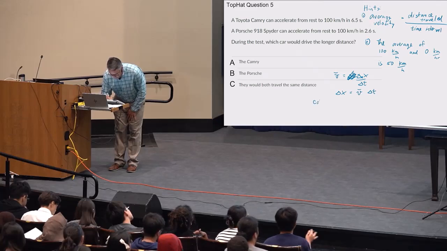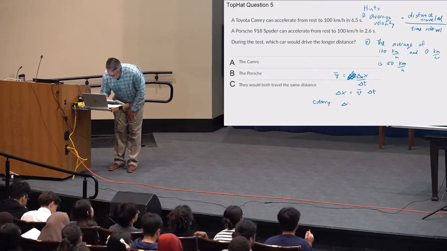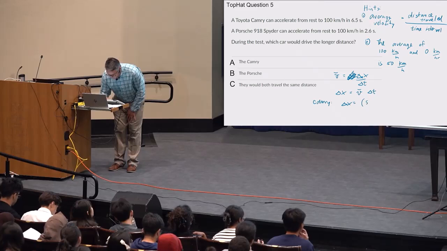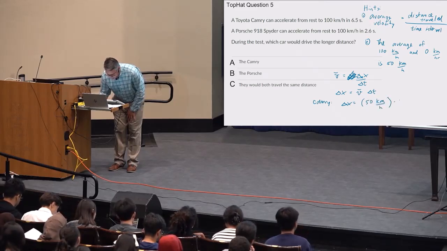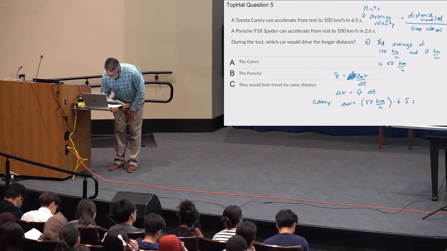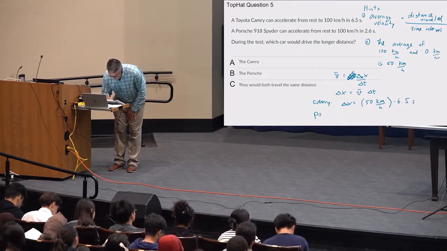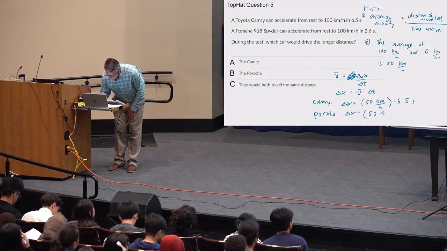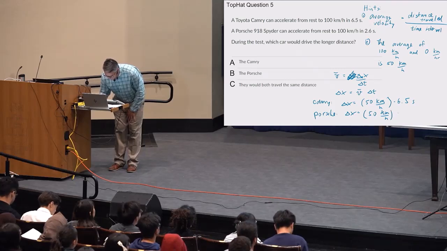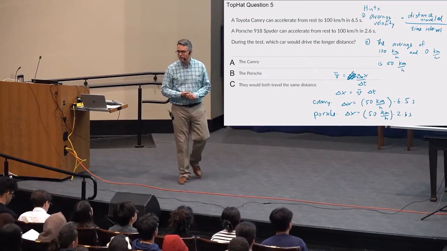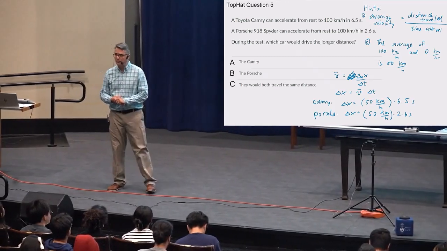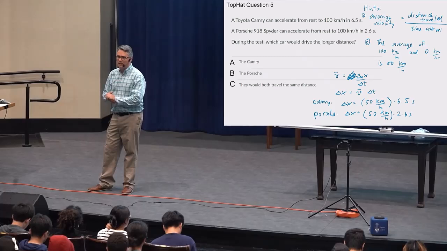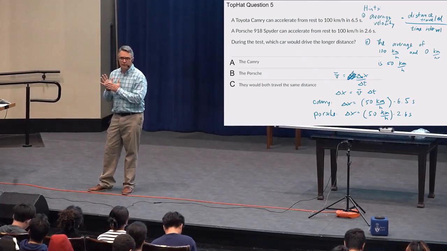So in the case of the Camry, delta x is equal to 50 kilometers per hour, because that's the average speed, times 6.5 seconds. And for the Porsche, delta x is equal to 50 kilometers per hour, because it's not really going faster, it's just accelerating more, times 2.6 seconds. You can't just multiply those because the units are all garbled up, but you can see that you're going to get a larger number for the Camry, I think.